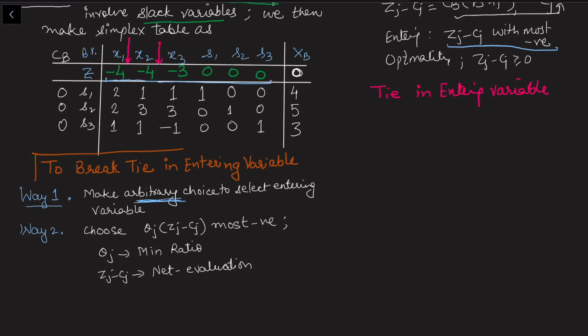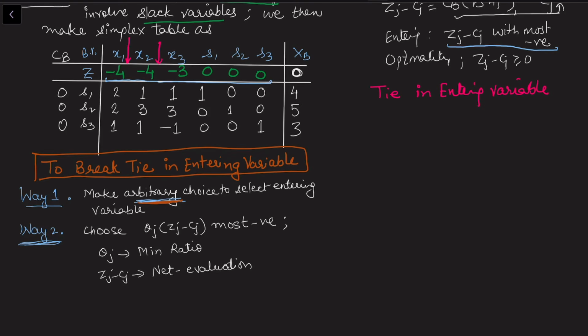Now to break the tie in the entering variable, we have two options. Either we make an arbitrary choice to select the entering variable, so either we can choose x1 as the entering variable or x2 as the entering variable. It's not going to lead us to a wrong conclusion. Sometimes, if we enter x1 we may have a smaller number of iterations, and if we enter x2 we might need to do one more iteration. So that's the only difference. If we want to be very sure which variable gives us the best value of z, then we might need to look at option 2, that is way 2.